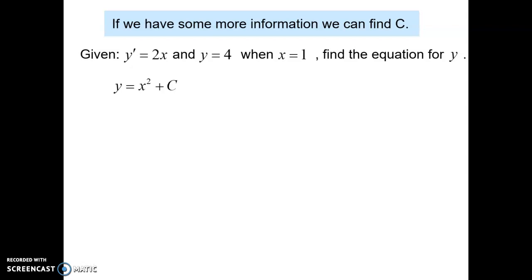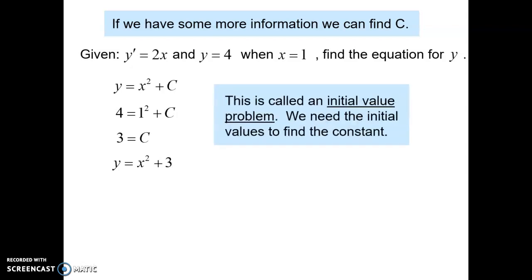I find that general antiderivative first, and then I place 4 in for y when x equals 1, so I can actually solve for that value of c. So the one and only one function that has a derivative of 2x, but also passes through the point (1, 4), is the function y equals x squared plus 3, where I can actually solve for the value of c. These types of problems are called initial value problems. That's because we're given some initial value on the original curve where we can actually solve for the constant.